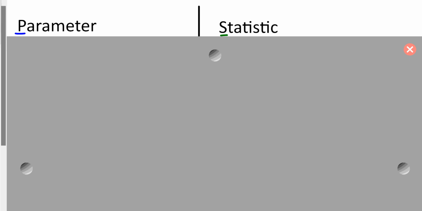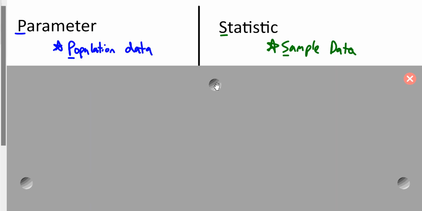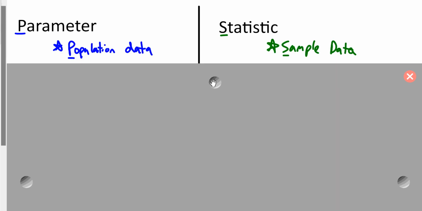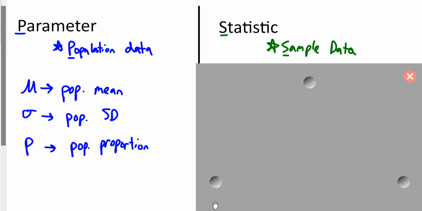A parameter deals with population data. A statistic deals with sample data. So the first letter kind of gives it away. Parameters are population data. Statistics are sample data. And specifically, the parameters that we're going to be looking at are these 3.